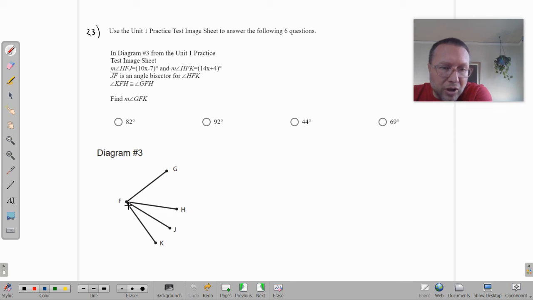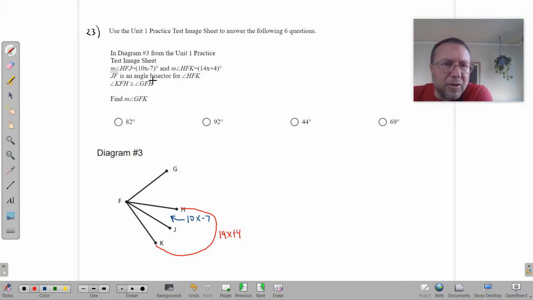HFJ, so HFJ is this tiny little wedge right here. And it says that it's equal to 10x minus 7. So this part right there is going to be 10x minus 7. And then it says HFK. So HFK is this larger piece, which would go from here to here. So HFK is going to be 14x plus 4.